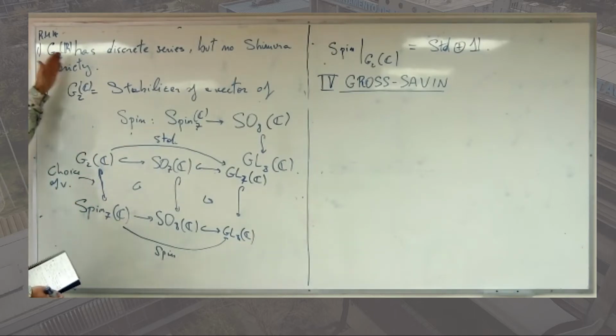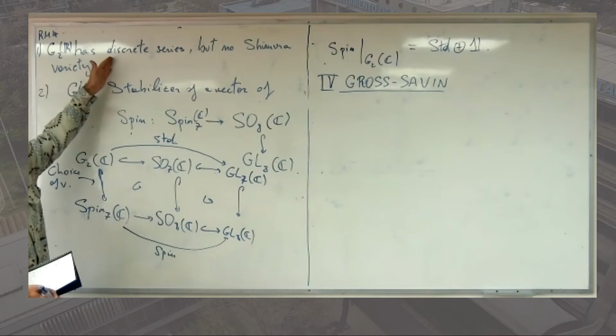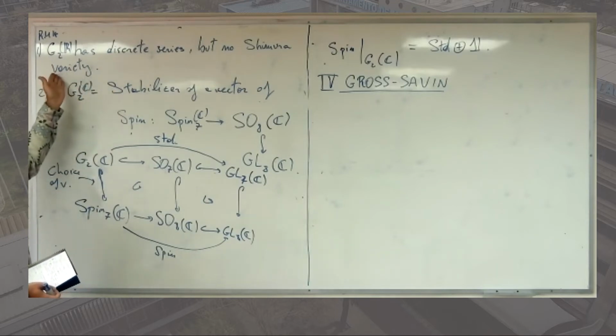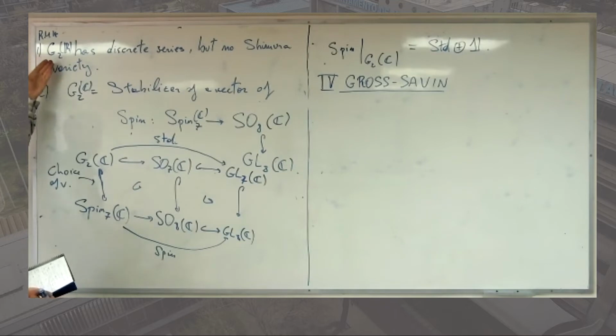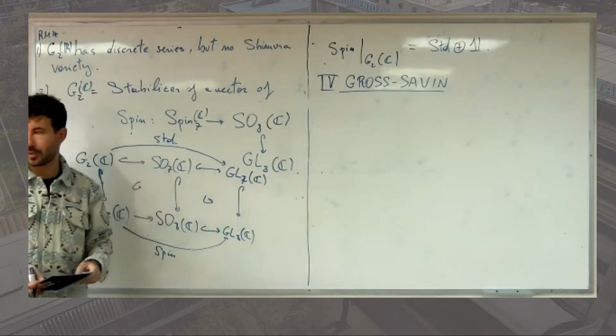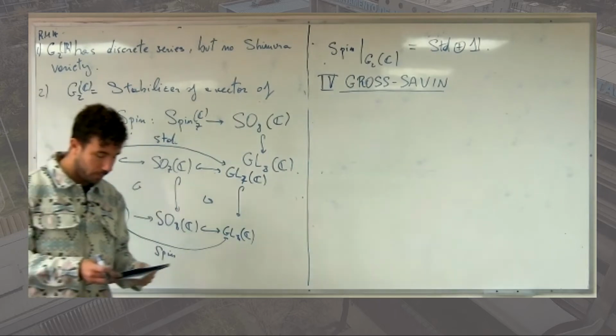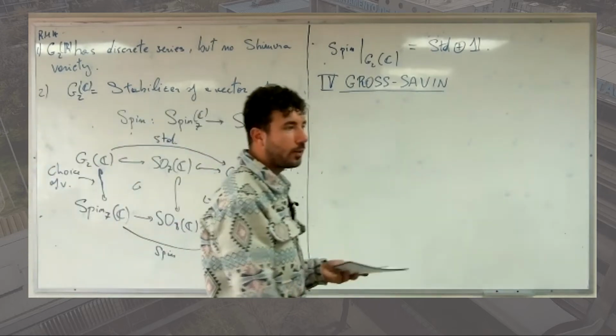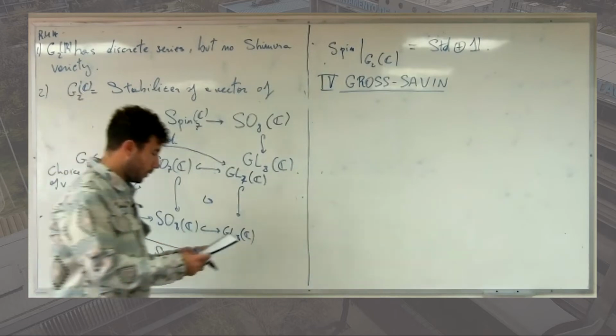Okay, G2R doesn't have discrete series, and we don't have Shimura varieties, but we would hope to associate to a nice enough cuspidal automorphic representation of G2 a Galois representation. So how do we do it? Well, let's use a theta correspondence.